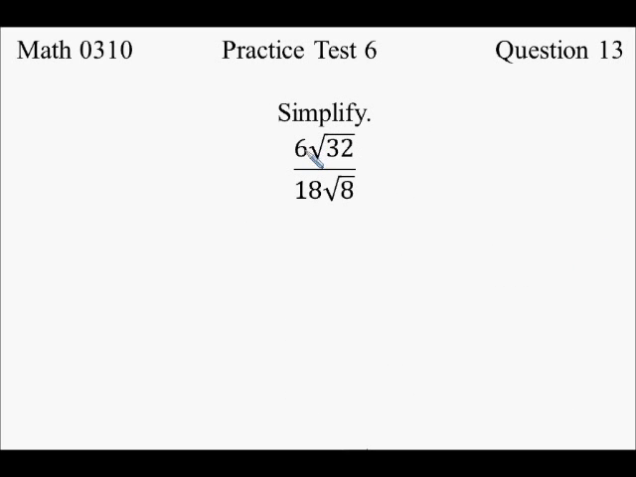Question 13 says simplify 6 square root 32 over 18 square root 8. So the first thing we see in our denominator is a square root of 8. We have a radical, and so we might say the first thing we want to do is rationalize the denominator. But let's hold off on that and look at breaking this up a different way before we start multiplying numbers in and making the numbers even larger. This is really 6 times the square root of 32, and the bottom is really 18 times the square root of 8.